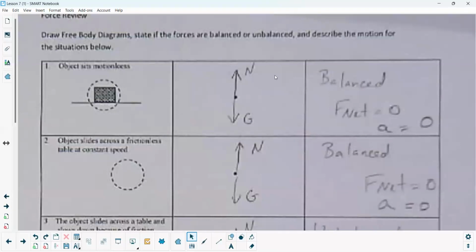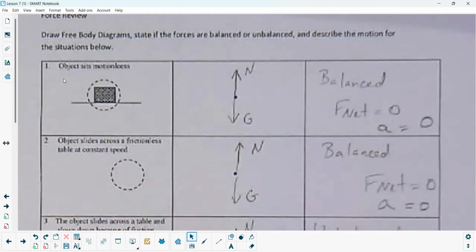So on your review, the first part is drawing some pictures based on a situation. So we're going to draw a free body diagram, which is in this column, and I'll talk you through these answers. And then this column, the final column, is describing what's happening: are the forces balanced or unbalanced, and as a result, what's going to happen to the object in the motion.